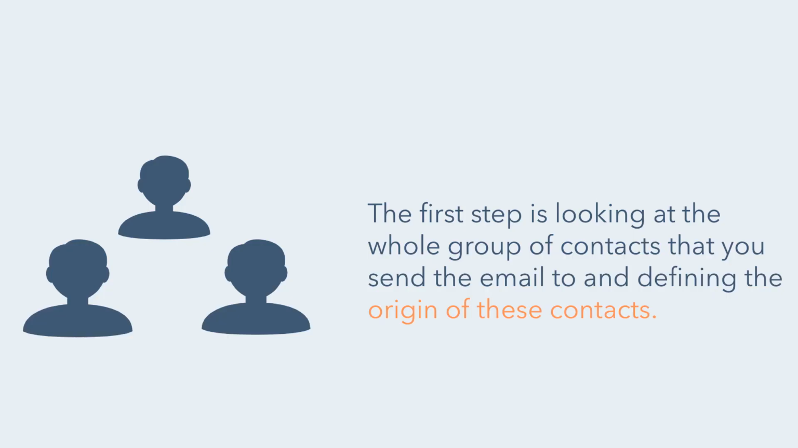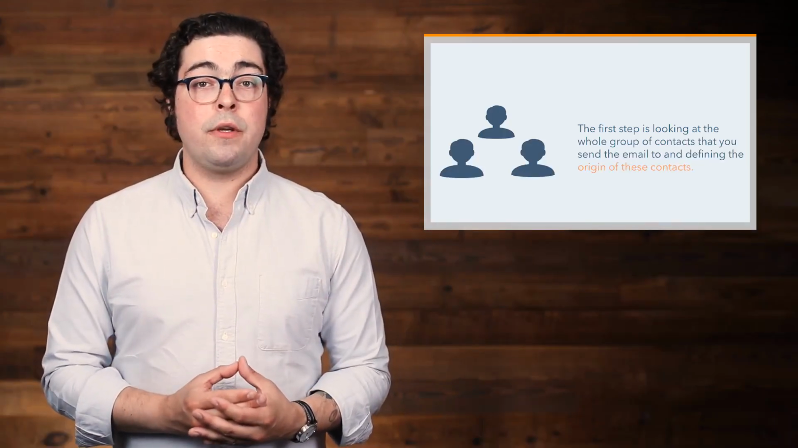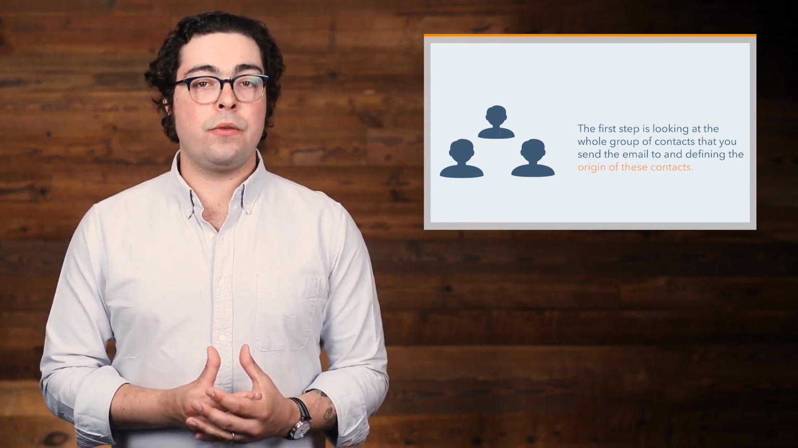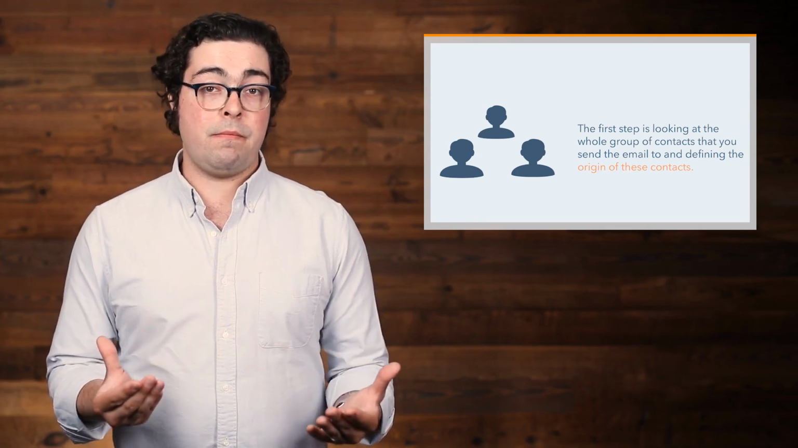The first step is looking at the whole group of contacts that you send the email to and defining the origin of these contacts. Where did they come from? Was it a trade show, a form submission, or even an imported list from another event? You're looking to see if the contact source created a negative reaction to the email. Looking at the source will lead you to confirming what type of opt-in you had for them.